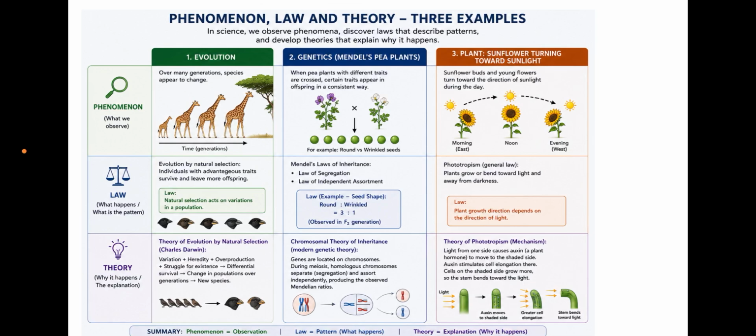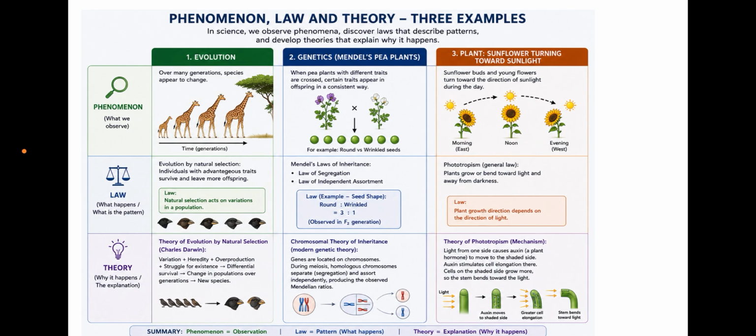In this video, we are going to learn three important concepts: phenomenon, law, and theory. We are going to look into how phenomenon, law, and theory are related to each other, and how they come from general information.